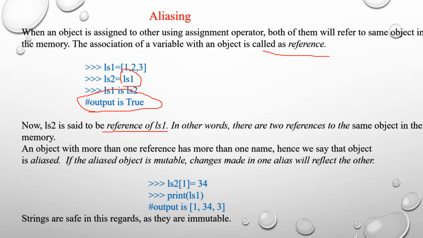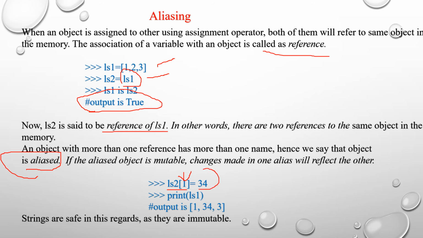An object with more than one reference has more than one name. Hence, we can say the object is aliased. If the aliased object is mutable, a change made in one alias will be reflected in the other. So for example, this is ls1, the elements are 1 2 3. After that we are using ls2 is equal to ls1, elements are 1 2 3. So here we are going to modify ls2 of 1, where 1 is the index position.